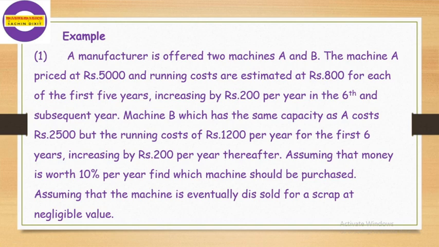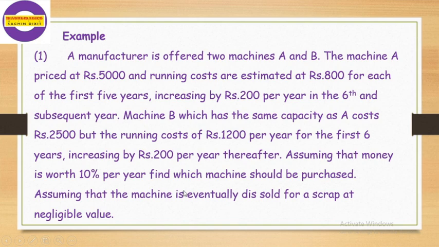Assuming that money is worth 10% per year, which machine should be purchased? Assume that the machine is eventually sold as scrap at a negligible value. It means the scrap value is 0 and money is worth 10% per year. With this situation, we have to find out which machine should be purchased.